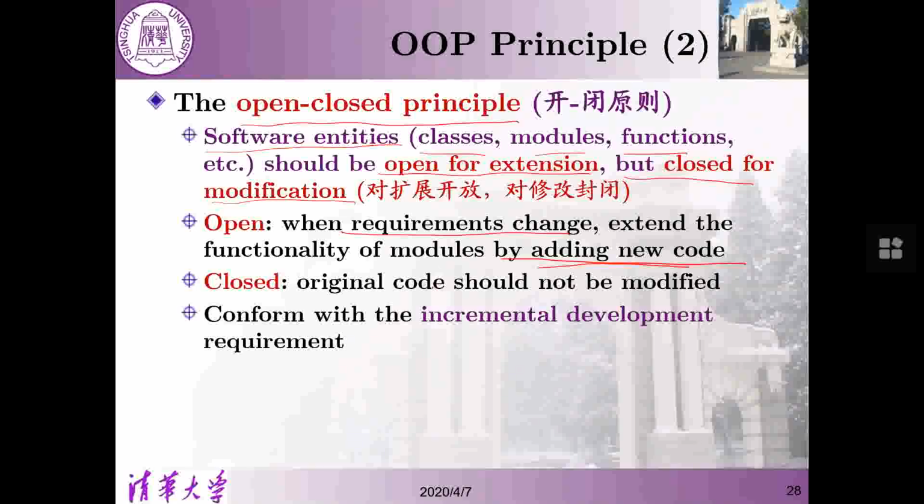We do not modify original code, because modifying original code may cause bugs, right? Because original code should already be tested and works well. If you modify original code, there will be bugs. Maybe you introduce bugs, right? So closed means that we should not modify original code.